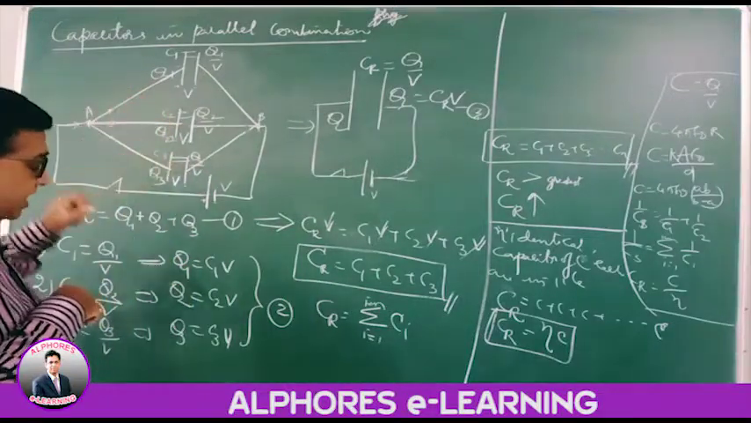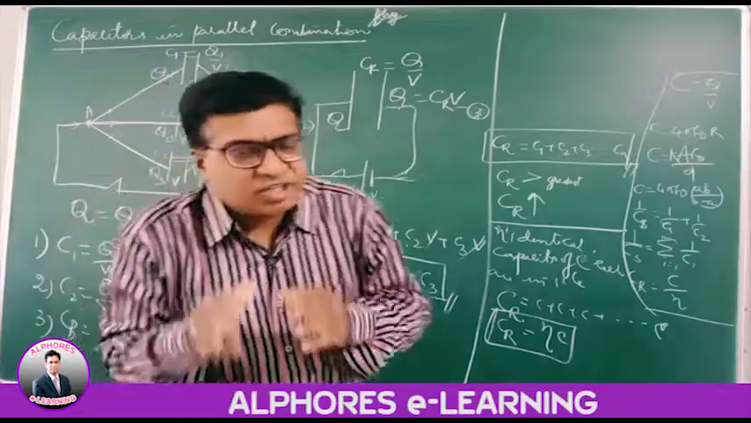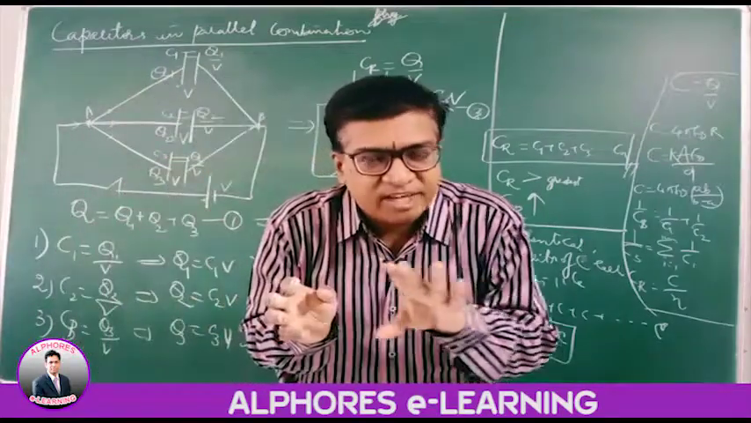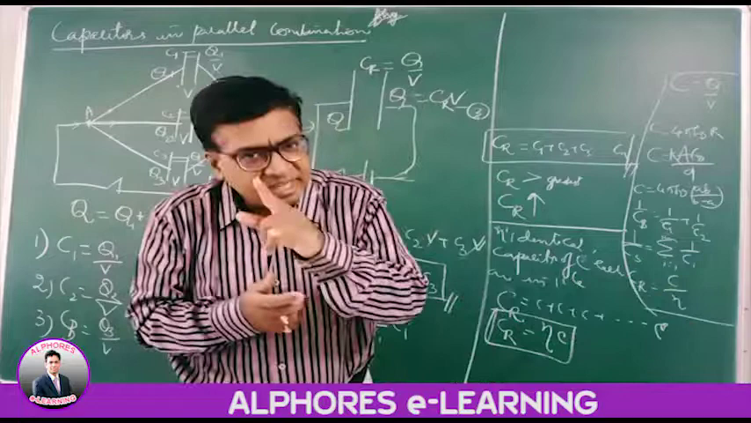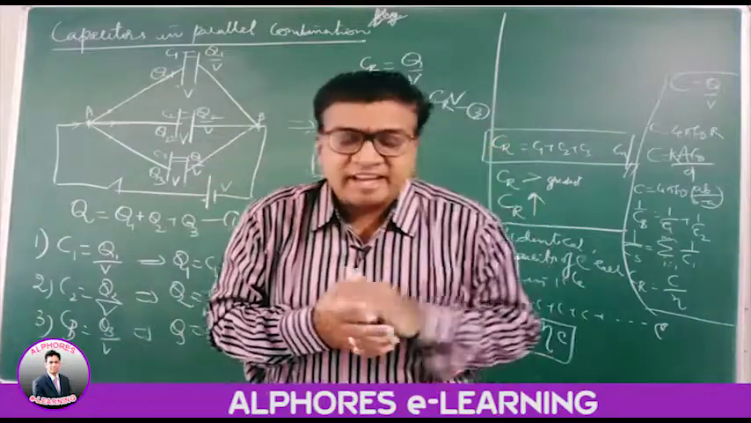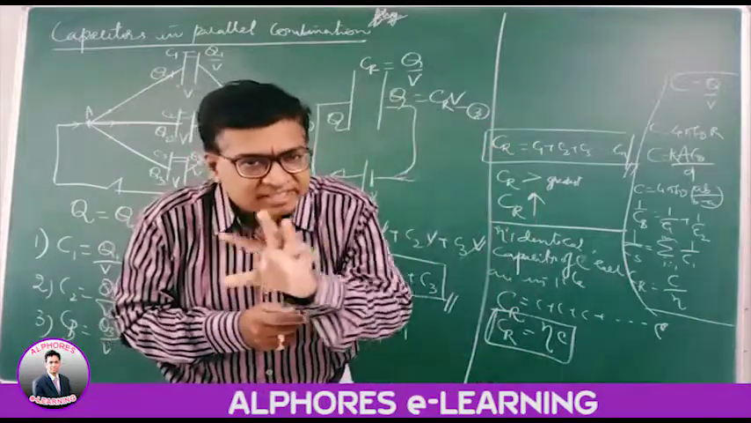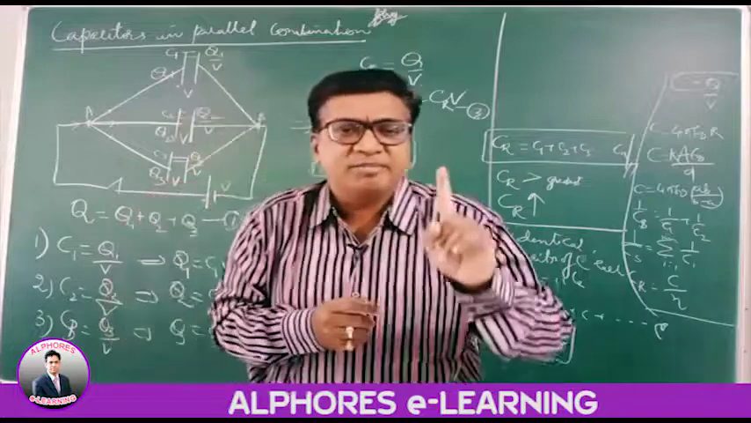So always remember, in parallel combination, the total charge is the sum of all the individual charges. If you are speaking of current, the total current is the sum of the individual currents. So I is I1 plus I2 plus I3 plus so on.